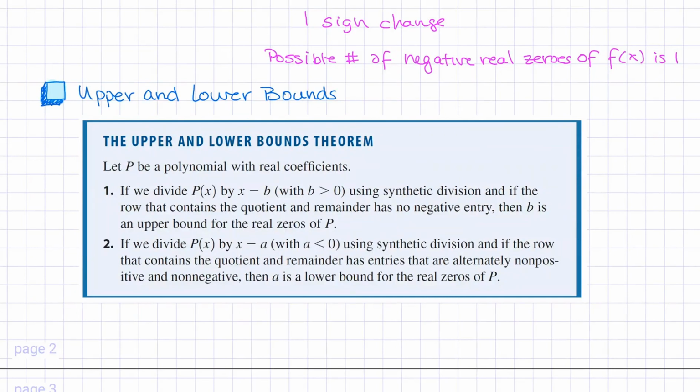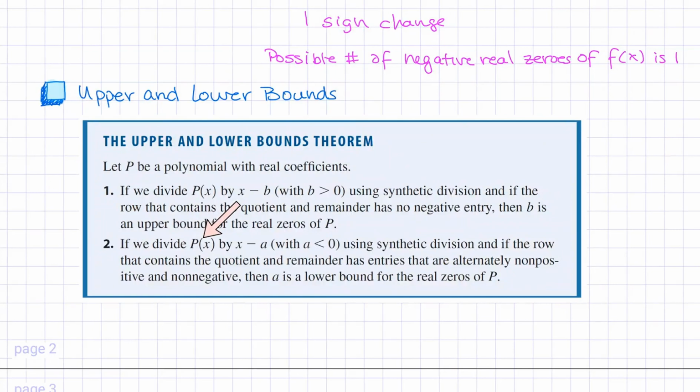so we're just going to look at it and then we're going to start doing some examples. So the upper and lower bounds says this: if we divide p of x by x minus b using synthetic division, and if the row that contains the quotient, that's the bottom row, remember, and the remainder has no negative entry. No negative entry, remember, that means positive or 0. So if it contains no negative entry, then b is an upper bound for the real zeros of p. Now what does that mean if you're an upper bound? That means there are no zeros above that. So don't pick anything bigger, because you know there won't be any.